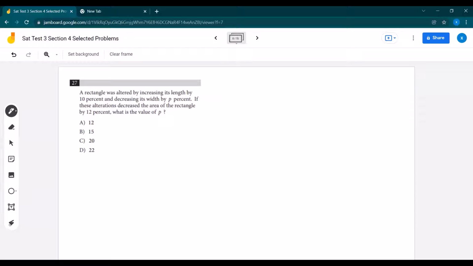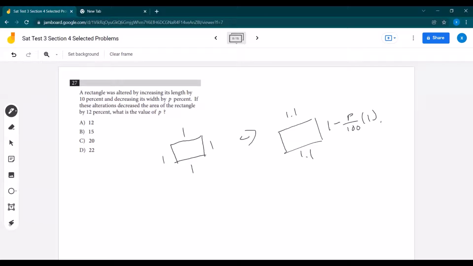So we can say we have some original rectangle. I'm just going to use a square, because a square is a rectangle and it'll work for this problem. So we have a rectangle with every side equal to 1. We're increasing its length by 10%, so the new rectangle is going to have a length of 1.1, because 1.1 is 10% of 1 added onto the 1. And it's decreasing its width by p%, so it's 1 minus p over 100 times 1. Because if we convert a percent to a decimal, we're dividing the percent by 100.